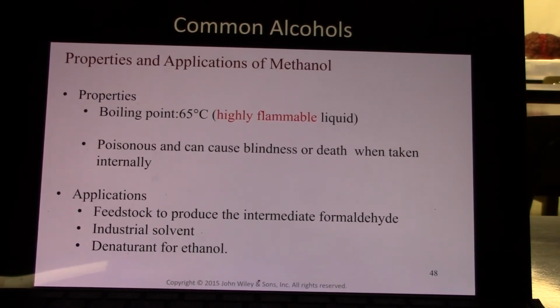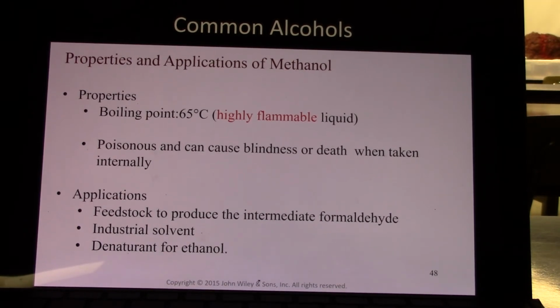Properties and applications of methanol. Boiling point, 65 degrees Celsius. It's a highly flammable liquid. It's poisonous and can cause blindness or death if someone swallows it, because in the liver it's oxidized to formaldehyde, which is a potent cross-linker. And then that cross-linker can actually bind the alpha-crystalline proteins of the eyes, and it clouds them over, and so a person can't see through their eye lens anymore.